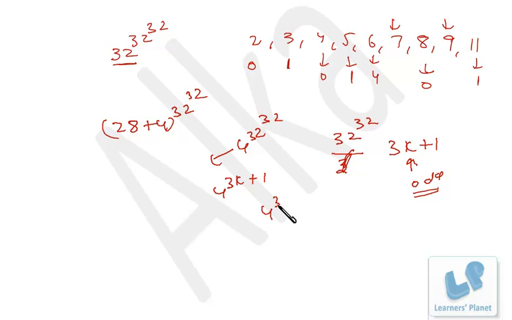Now this is 4 raised to 3k into 4. 4 raised to 3k means 64. 64 is 63 plus 1 raised to k, and k is an odd number, that we know, right? So if we divide this expression by 7, what will be the remainder? That's 1 raised to k. K is an odd number, but this 1 is positive. So 1 raised to k, the remainder will be 1 only. That 1 into this 4, the final remainder will be 4.